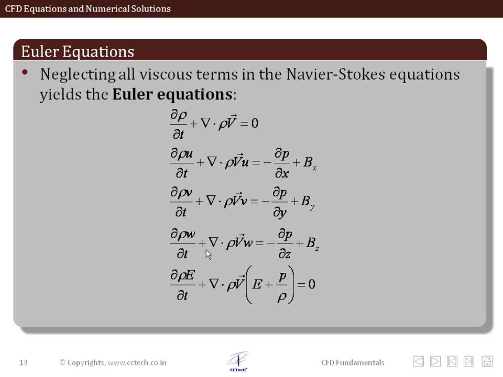The Euler equations do contain the advection term and the transient term on the left hand side. But on the right hand side, what you can notice in all these cases, the continuity, the momentum and the energy equation, is that we do not have the viscous term. So that's what the Euler equation is all about. It's an inviscid form of the general Navier-Stokes equations.